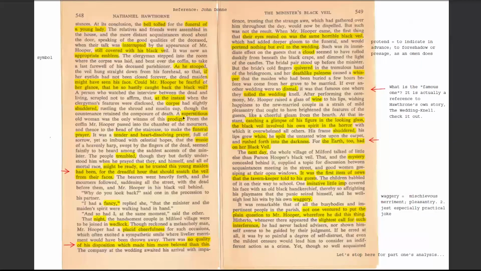So people quivered. Remember, it was the wedding. It's just strange, black crape, dim the lights, death-like paleness, whisper the maiden. It's so bad. The wedding is dismal. If ever another wedding were so dismal, it was the famous one that they tolled the wedding knell for.